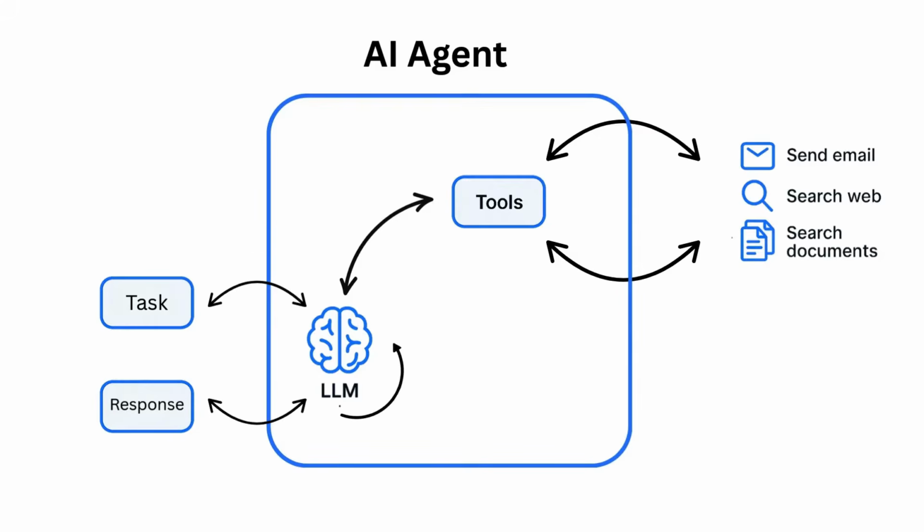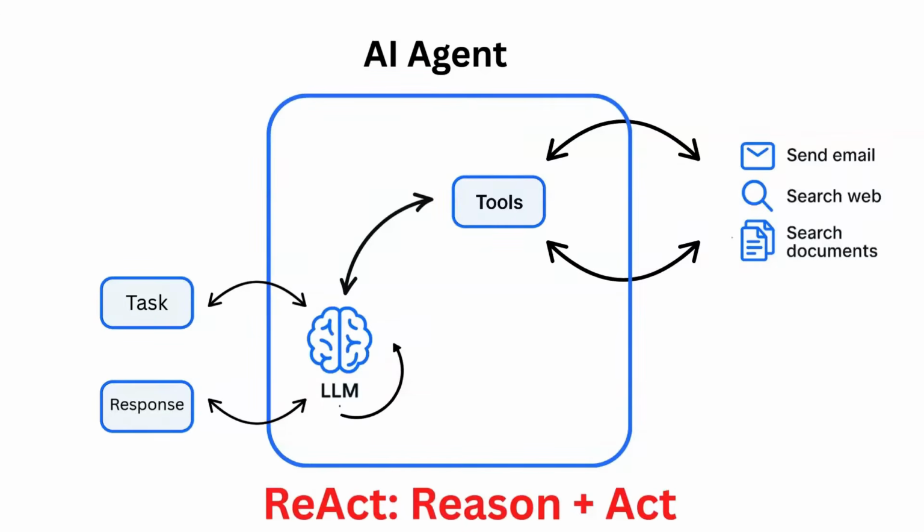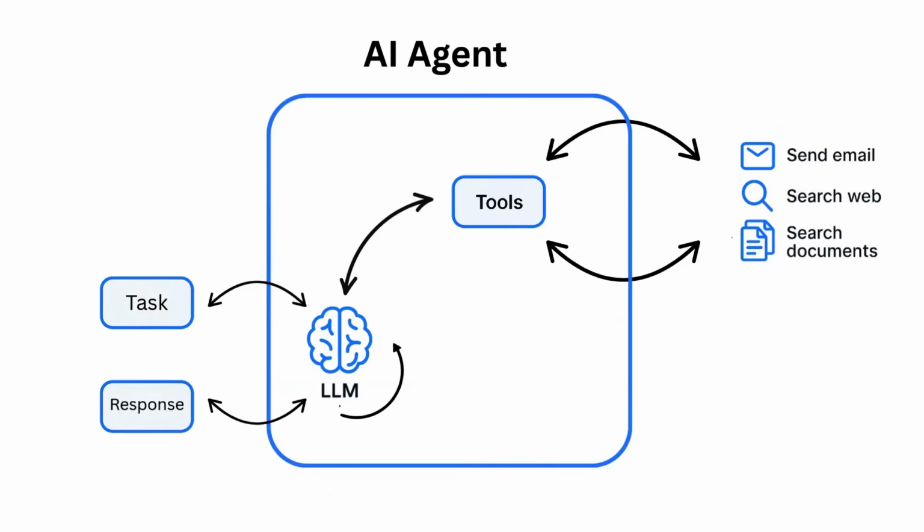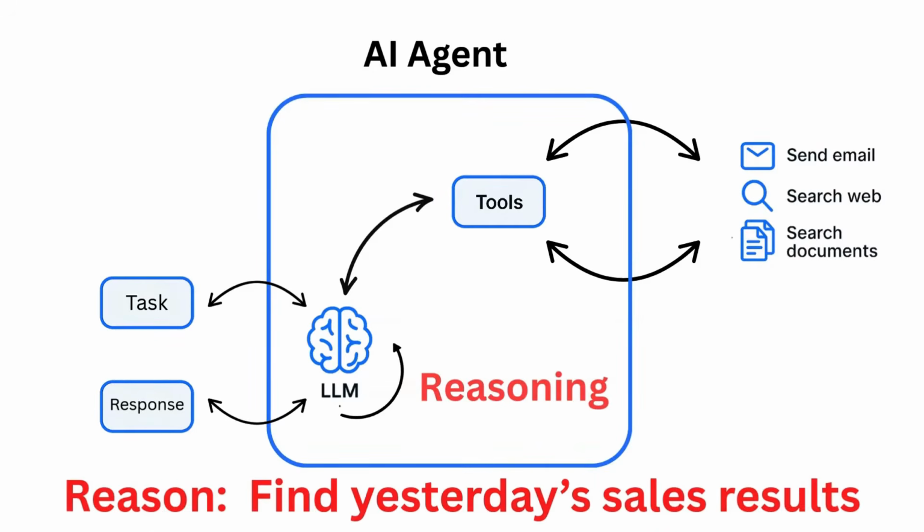First, the user will send a task to the AI agent. Let's say our task is, what were yesterday's sales? The AI agent will receive this task. Then the agent will do something we call ReAct, which stands for reason and act. The LLM is the brain of our agent. The LLM will think in a structured way, aka a chain of thought, to decide the next step. This is called reasoning. In our example, after our agent receives the task, our LLM will create a reason of, I need to find yesterday's sales results.